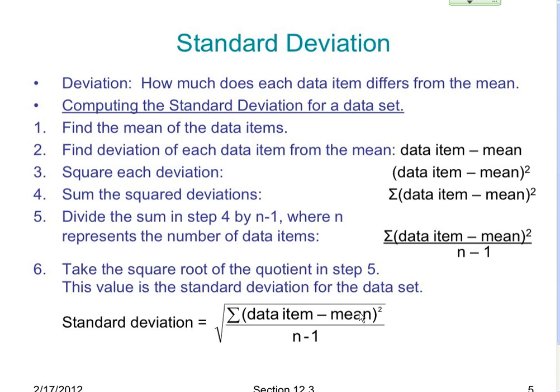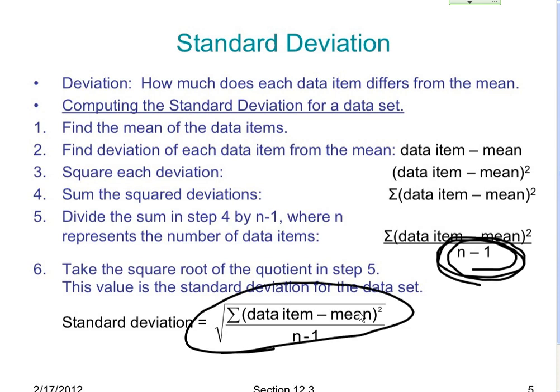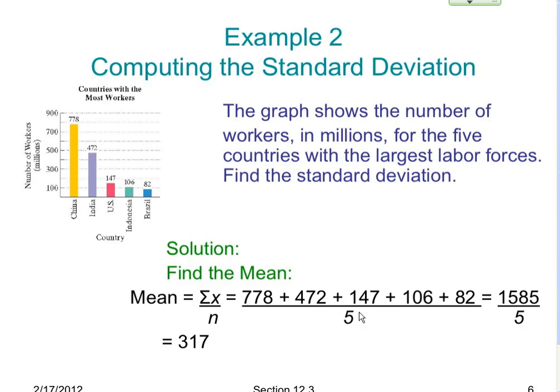Again, many steps. There are 6 steps. Each step is easy. It just takes a long time to do. Don't forget to divide by n minus 1, and don't forget to take the square root. For example, we have workers in millions for the 5 countries with the largest labor forces. Find the standard deviation.